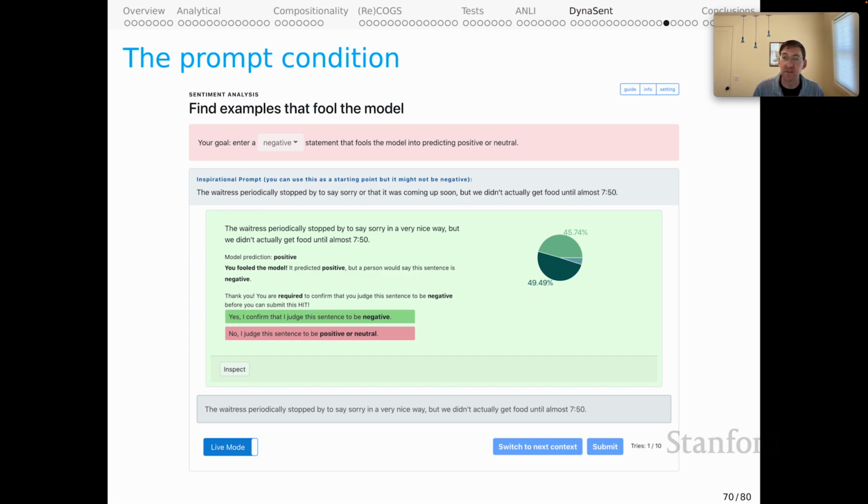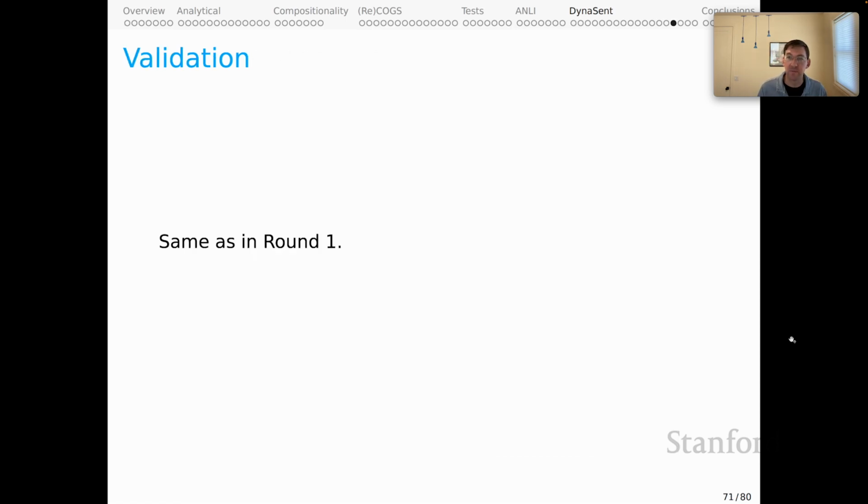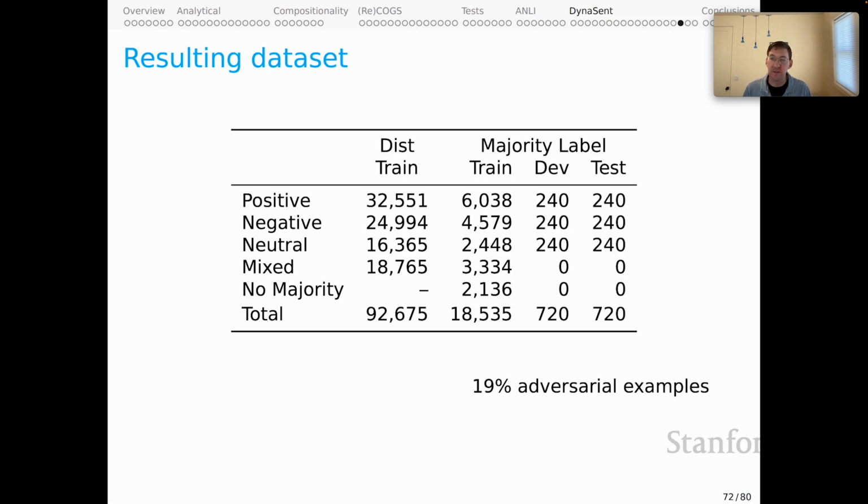And their task is to edit that sentence in order to achieve this task of fooling the model. The result is a data set that's much more high quality and has much more naturalistic examples in it. For validation, we did the same thing as round 1, and that leads to a data set that looks like this. There are only 19% adversarial examples in this.